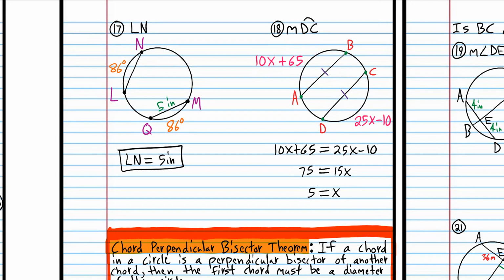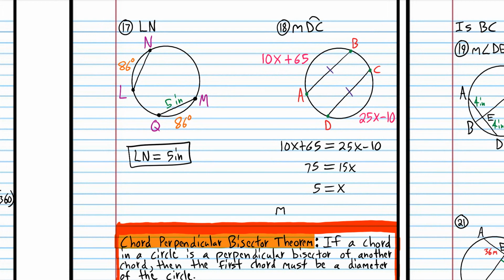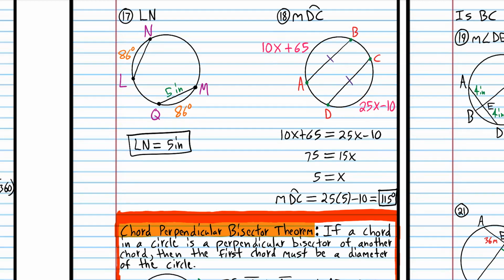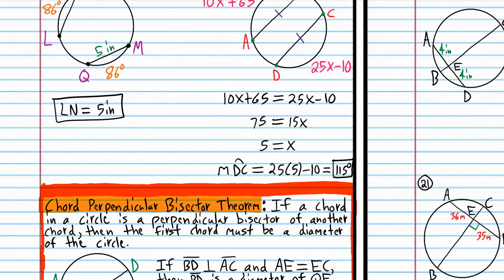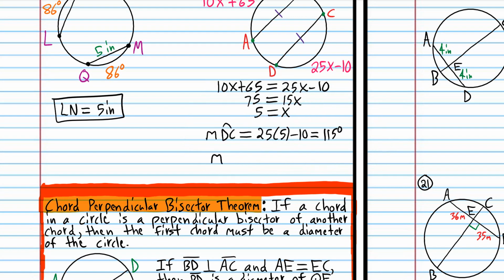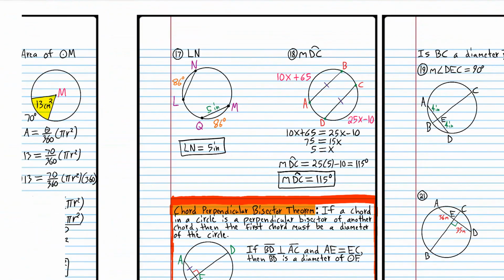But we don't want x. We want the measure of DC, arc DC. So the measure of arc DC is equal to 25 times the x value we just found minus 10. 25 times 5 is 125 minus 10 is 115 degrees. So 115 degrees is our answer for that one. And I'm just going to move this up a little bit. So the measure of arc DC is equal to 115 degrees. All right, so if you got that answer, good job.